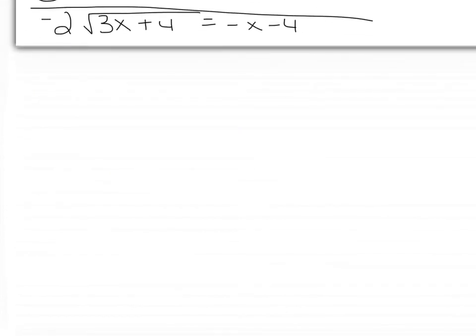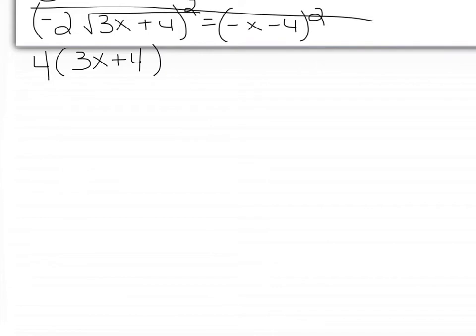Okay, you have two choices here. You can either go ahead and square both sides at this point, or you can divide negative 2 from both sides. I'm going to square both things at this point. So make sure you use your parentheses when you square both sides. On the left side, when you square, you get negative 2 squared is 4. And then the square root of 3x plus 4 squared, your square root and your square cancel each other out, which leaves you just 3x plus 4.